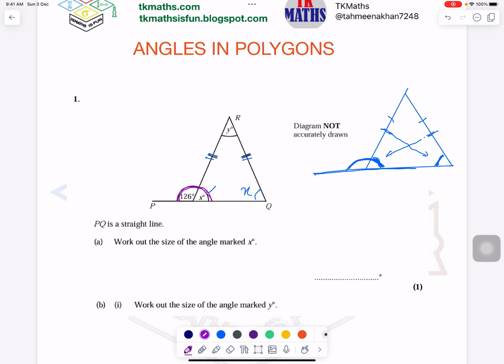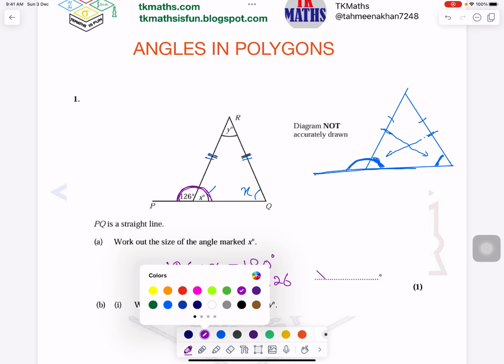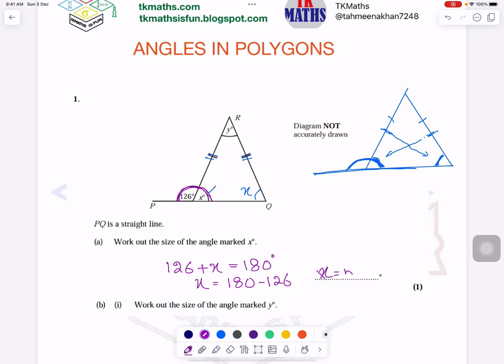So to find the angle x, you can say 126 plus x equals 180 degrees. And then to find out x, you can straight away subtract 126 from 180. Right? So what will it be? Did you calculate? 54. So x is equal to 54. So you can write here x is equal to 54 degrees. Right?